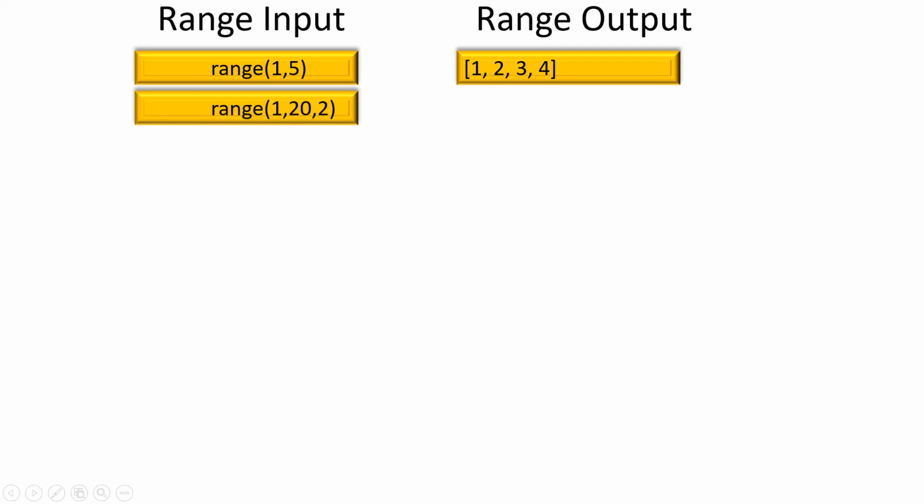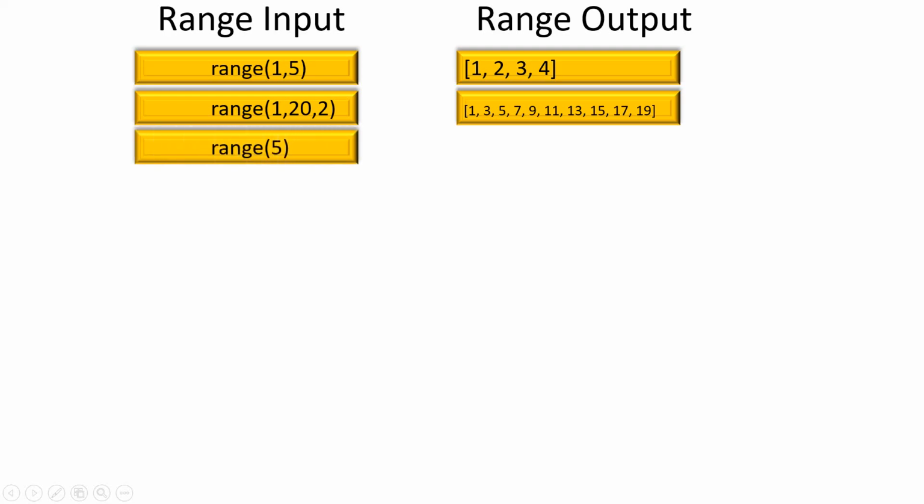Here I am giving range of 1, 20, 2. So the range starts from 1, ends at 20, and the last one is the step, the difference, which is 2. So it generates a list 1, 3, 5, 7, 9, 11, 13, 15, 17, 19. End minus 1 is 19, so it stops here. The difference between the numbers is 2. In the previous one, if we don't give any value for the step, that means the third parameter, the default difference is 1.